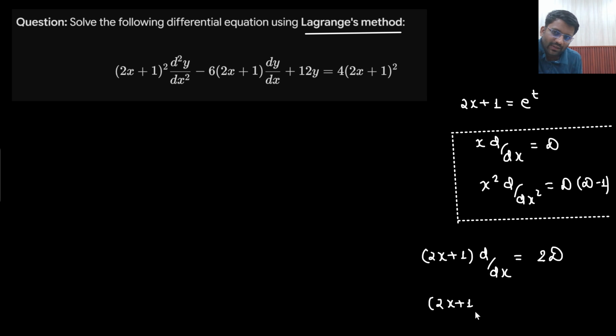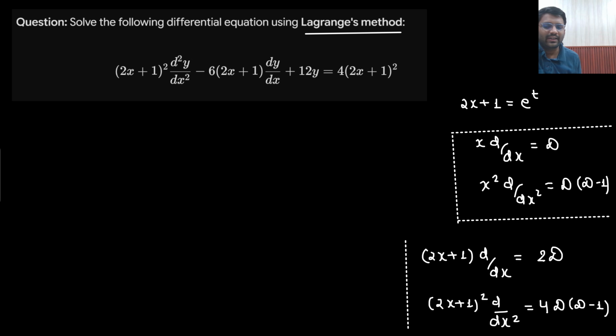2x plus 1 whole square d2y by dx2. Sir, x square d2 by dx2 was replaced with D into D minus 1. So same thing, but see this factor. This factor is 2. What is 2 square? 2 square is nothing but 4. There you go. That's it. Very simple process. Telling you that questions from this topic have not been asked in the GATE examination, but who knows, it might be asked.